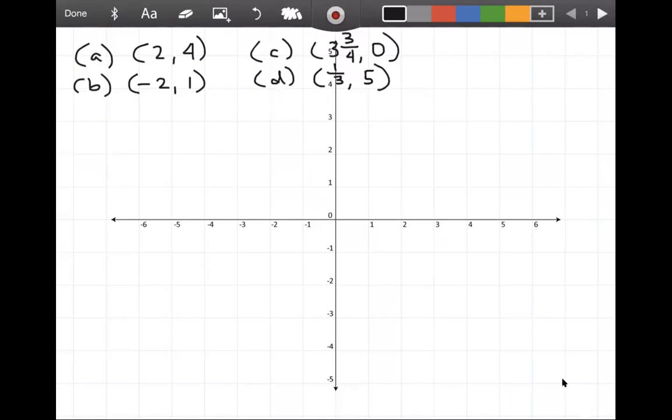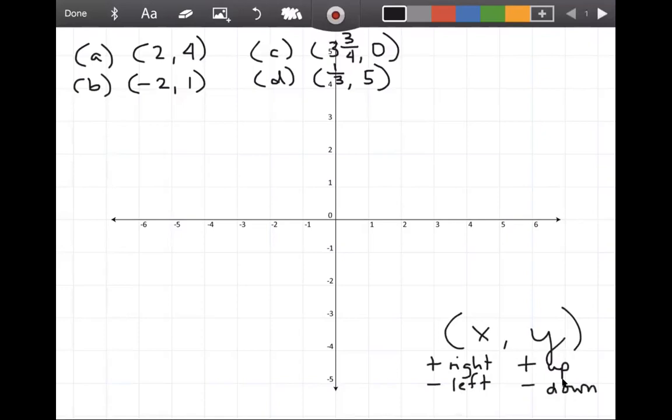All right, so the first point is 2, 4. So before we get into this, let me just mention you have an X and a Y. As I mentioned earlier, the first coordinate tells you which way to move horizontally. So if that number is positive, you move to the right. If it's negative, you move to the left. And then the second number tells you whether to move up or down and by how far. Positive means up, negative means down.